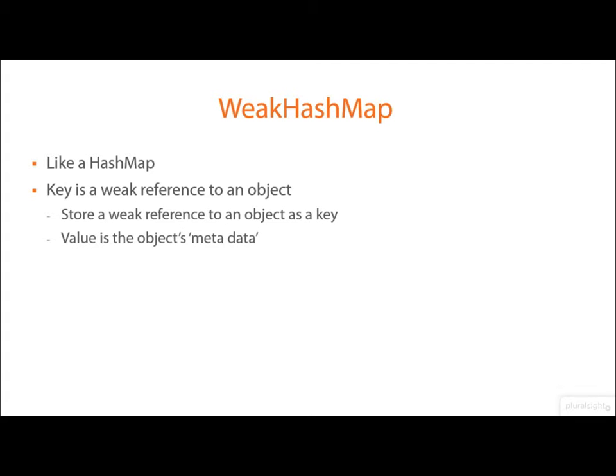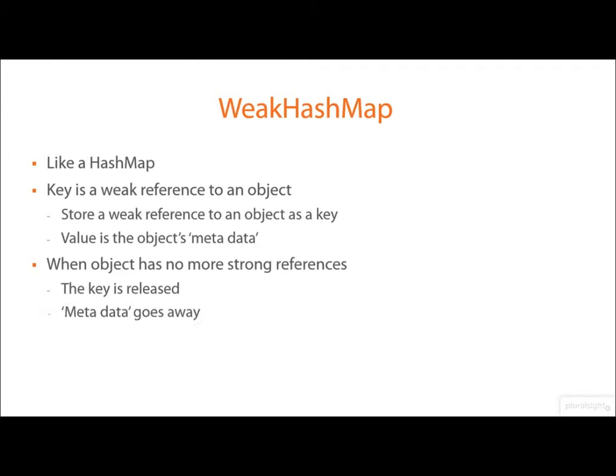So we store a weak reference to an object as a key, and then as the value for this key, we store this object's "metadata." I've placed this in quotes because this could be any extra data we want associated with this object. So when the object has no more strong references, the key is released and the object's metadata is also released.